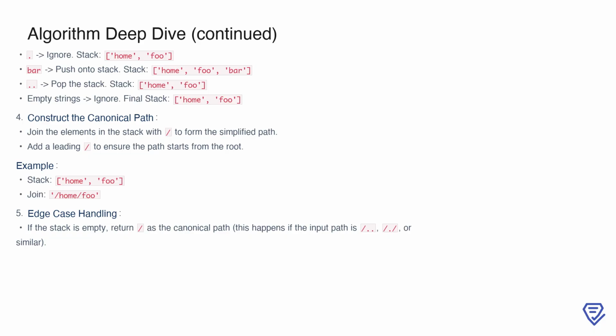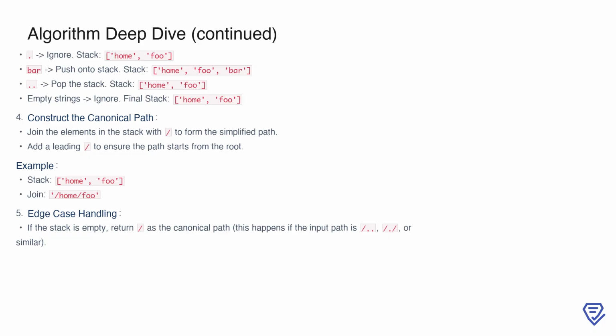However, the subsequent double dots instruct us to move up one directory, so we pop the top of the stack, leaving it as home foo. Finally, any remaining empty strings are ignored, and we are left with the stack containing only home foo. At this point, we can construct the simplified canonical path by joining the elements in the stack with slashes. To ensure the path always starts from the root, we prepend a slash. For our example, this produces the canonical path /home/foo.